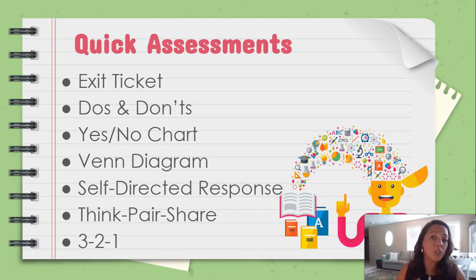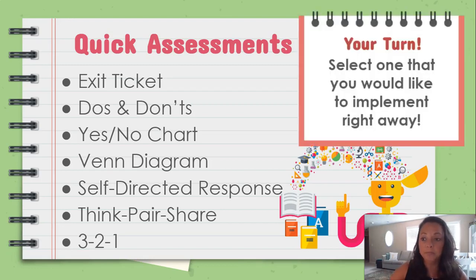And finally is 3, 2, 1, and that's where the students write 3 things that they didn't know before you started your lesson, 2 things that surprised them about the topic, and 1 thing that they want to start doing with what they've learned. So these are just some quick assessments that would be some tasks that would be aligned to the standards that you set in your classroom.